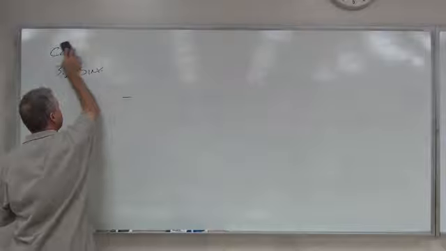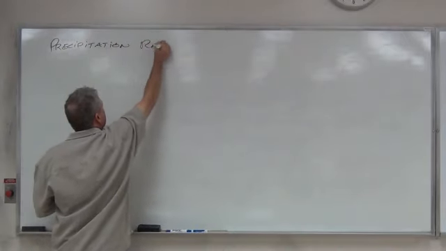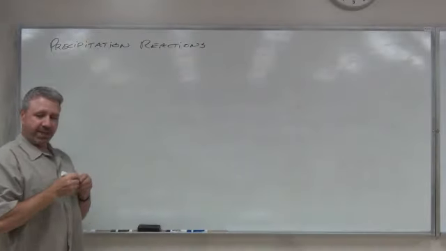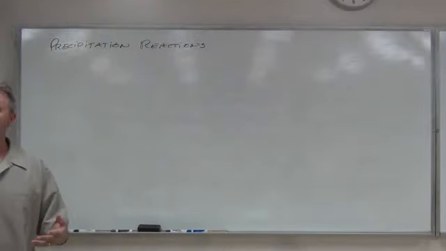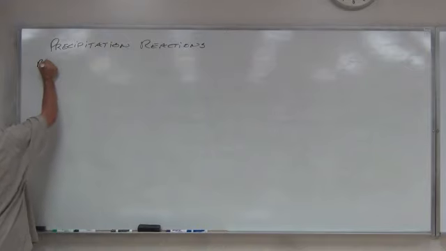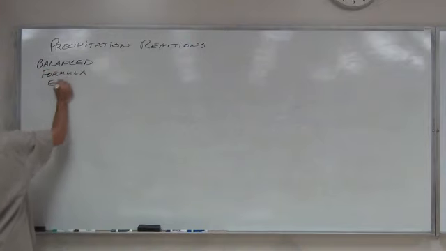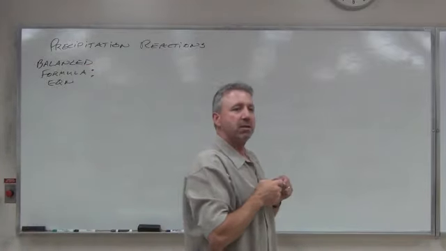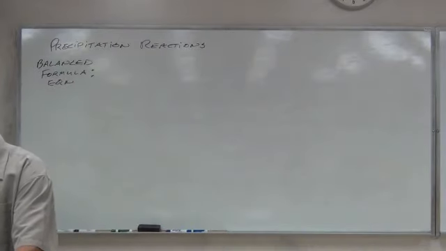In a precipitation reaction. Precipitation reactions are reactions that result, as the name would suggest, in the formation of a solid, which we call a precipitate. Now, in order to do precipitation reactions, we're going to do three types of reactions. The first is the balanced formula equation. Now, this is going to require us to predict products. This is not a terribly difficult thing to do with a few basic skills in place. So let's get an example.